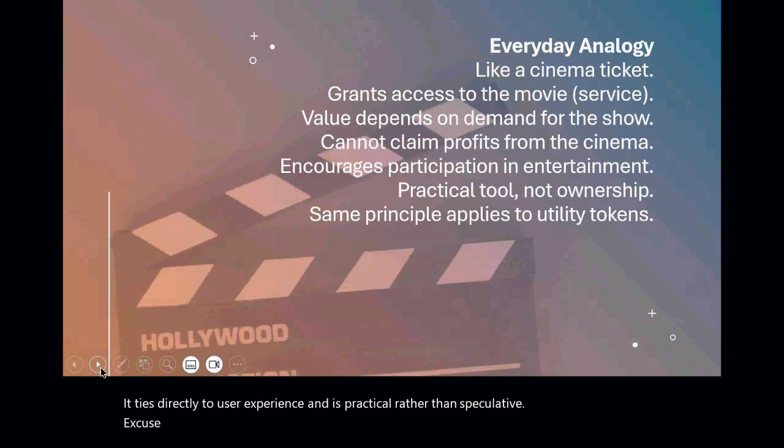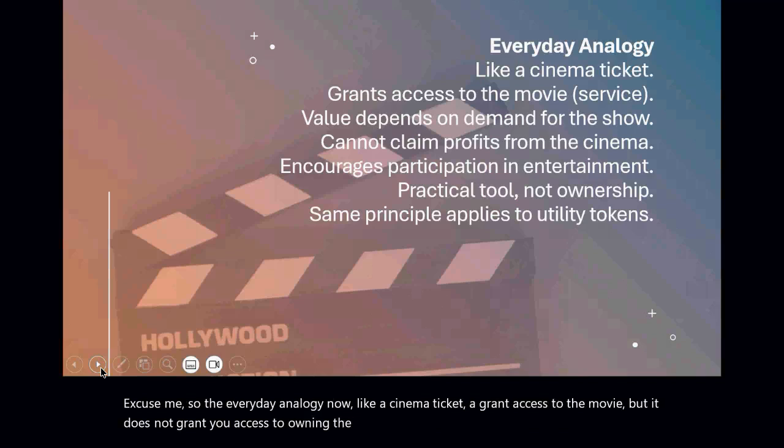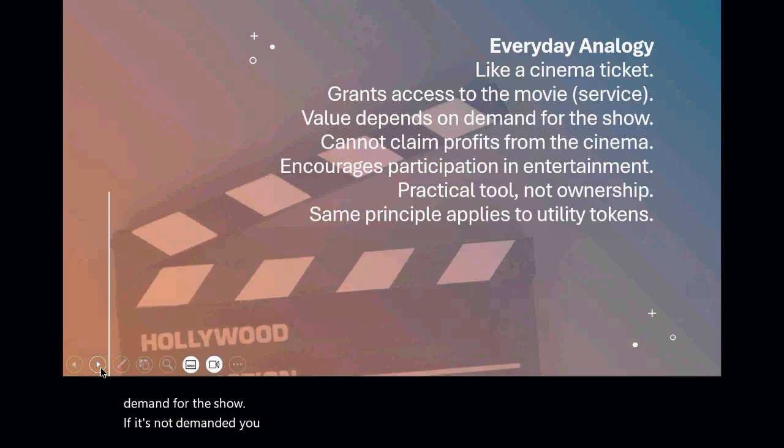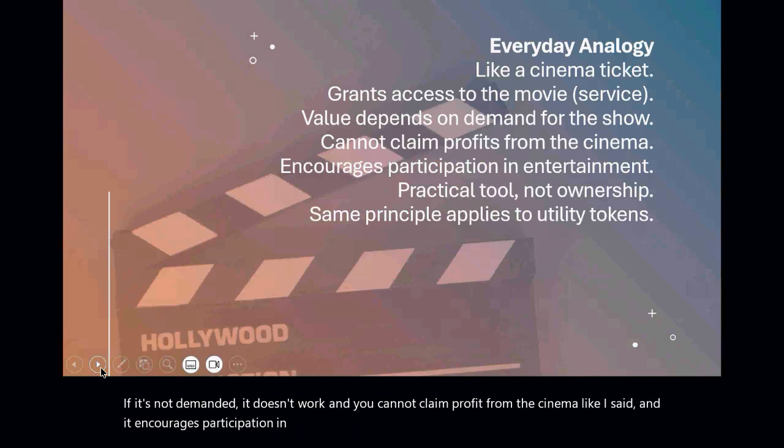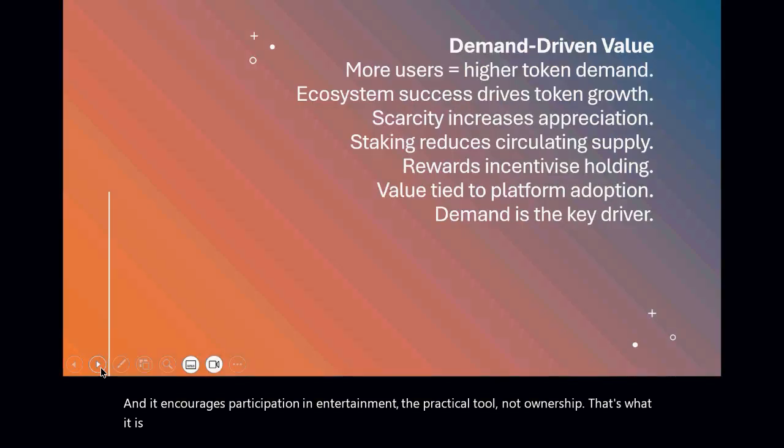So, an everyday analogy: a cinema ticket grants access to the movie, but it does not grant you access to owning the cinema. So the value of that ticket depends on the demand for the show. If it's not demanded, it doesn't work. And you cannot claim profit from the cinema. It encourages participation in entertainment, the practical side, not ownership. That's what it is, and the same principle applies exactly to utility tokens.